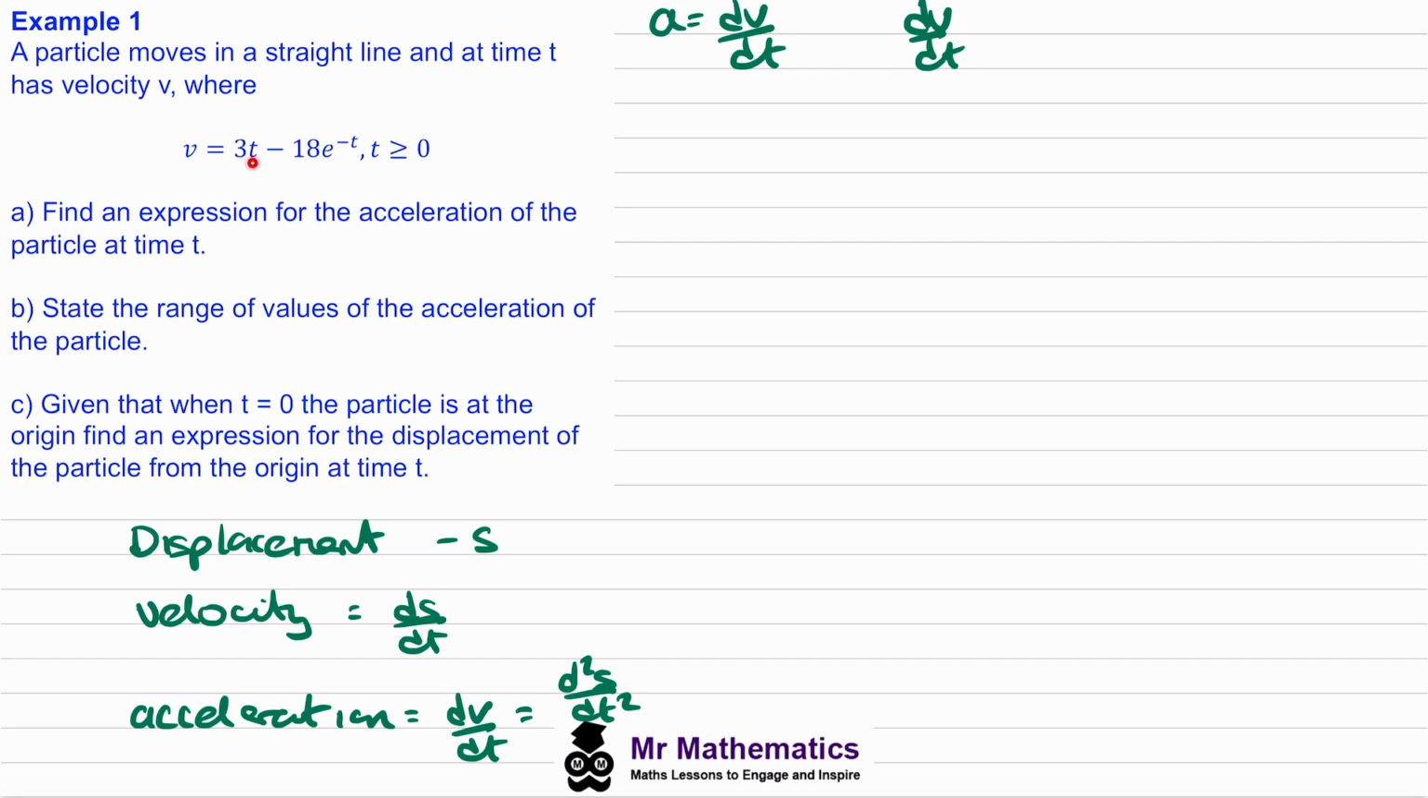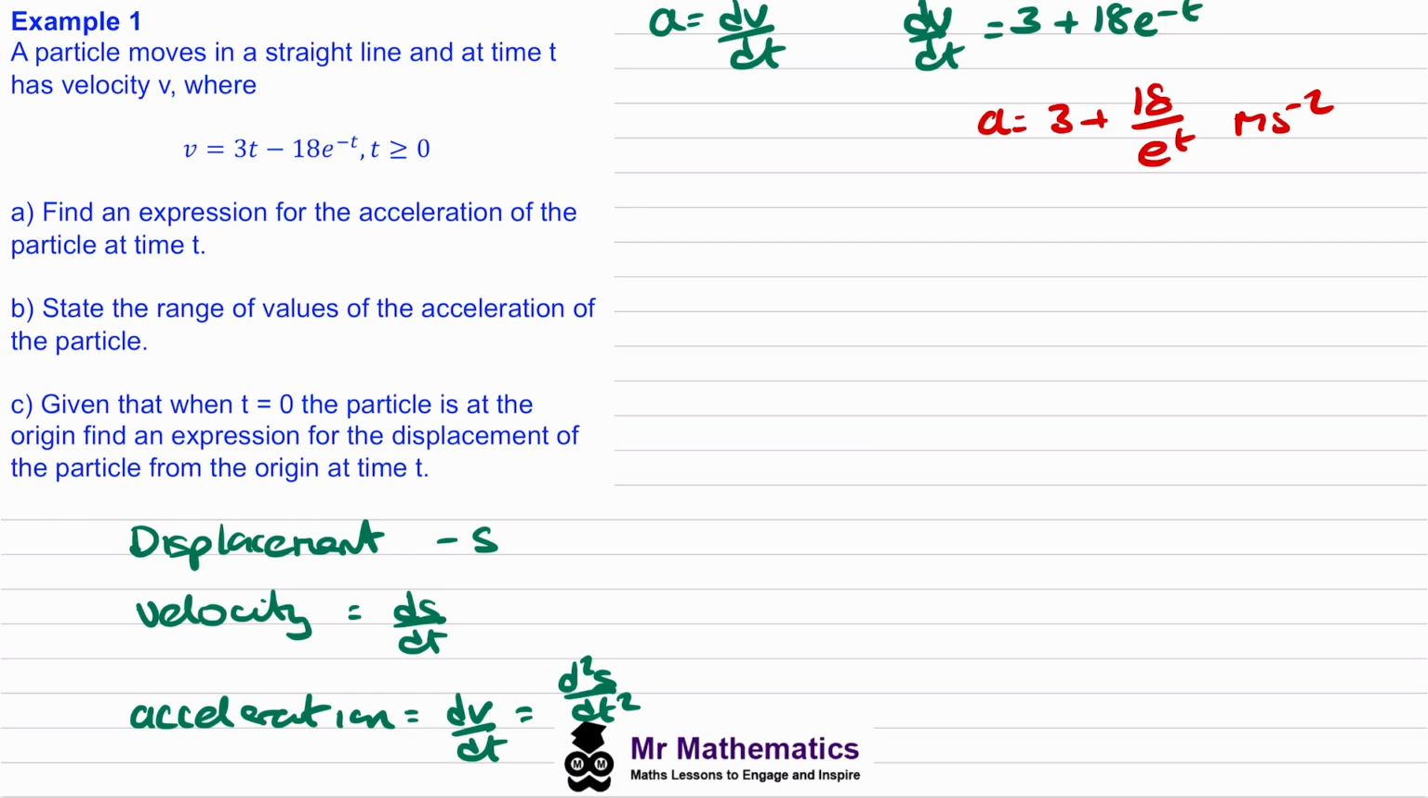If we differentiate 3t, we get 3. When we differentiate 18e to the negative t, we'll use the chain rule. So we'll multiply this 18 by the derivative of this negative t. So this will be positive 18e to the negative t. So our acceleration then is 3 plus 18 over e to the t meters per second squared. So I find it easier to write this as a fraction.